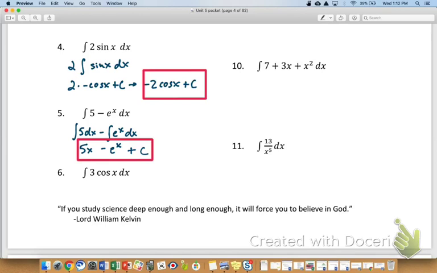Okay, the last one in that column. I could pull the 3 out because it's a constant multiple.